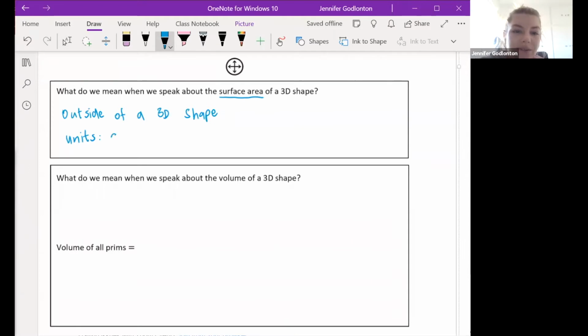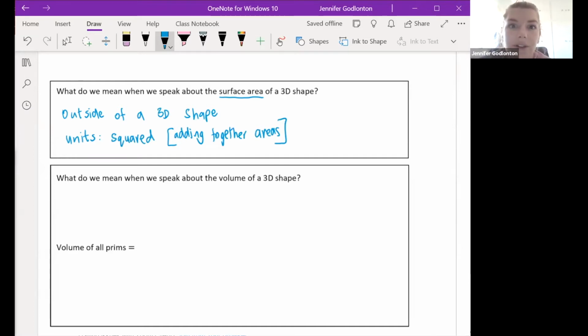When we're talking about surface area, our units are definitely going to be squared. The reason is that we're just adding together the different areas, and area is always a squared unit. By squared units I mean things like centimeters squared, millimeters squared, meters squared. So surface area is the outside of our shape, and our units are always squared.